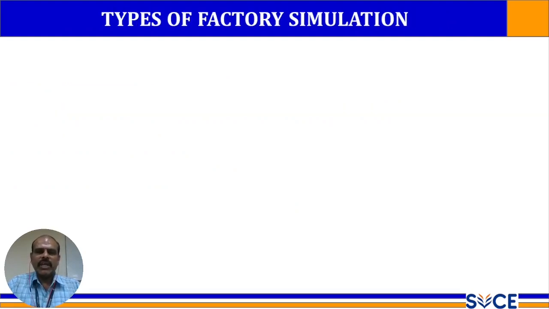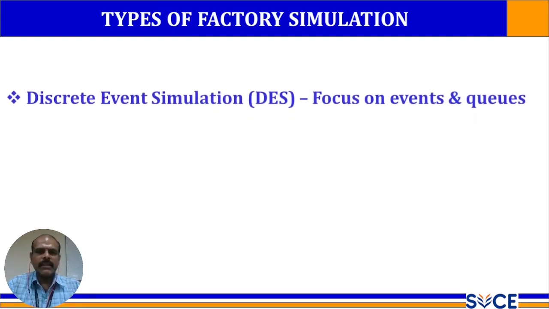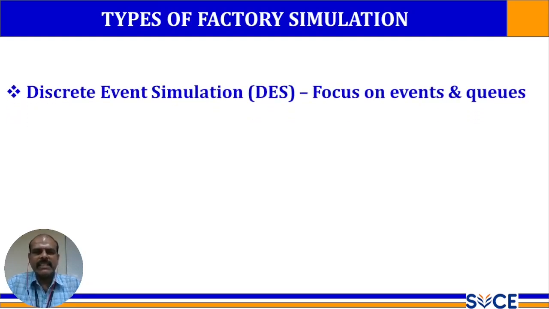Types of factory simulation. There are different types of simulations based on the nature of the factory and the nature of the process, whether they produce a product or they do a process. Based on that, we can go ahead. However, the broad stratification is like this. The first is DES, discrete event simulation. Discrete event simulation is going to focus on the events and the queues. Any processing industry is going to fall in this particular regard.